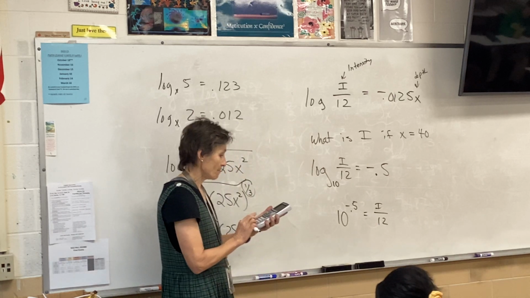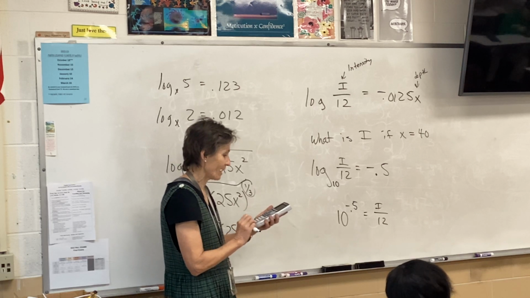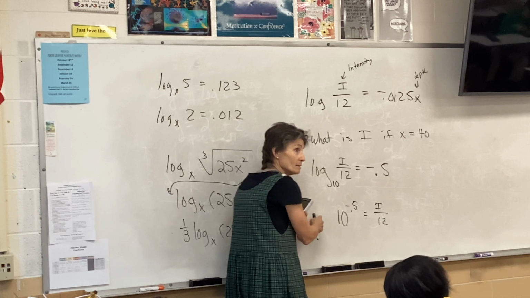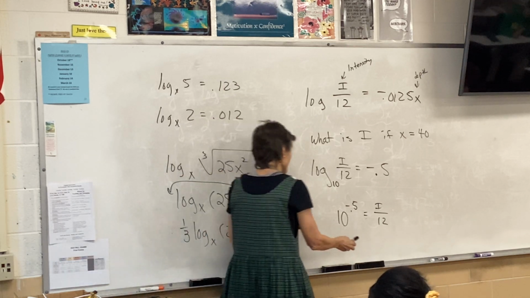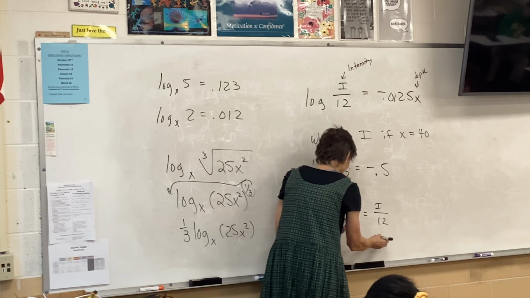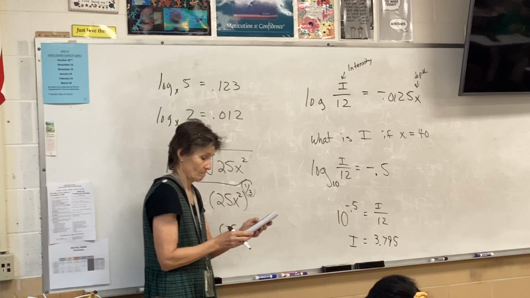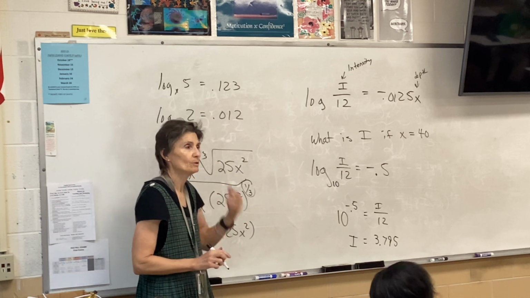So I'll type 10 raised to the negative 0.5 and then multiply that by 12. And the intensity is, if I did that right, 3.795. Does that make sense, Lauren? Yep. All right. Who else?